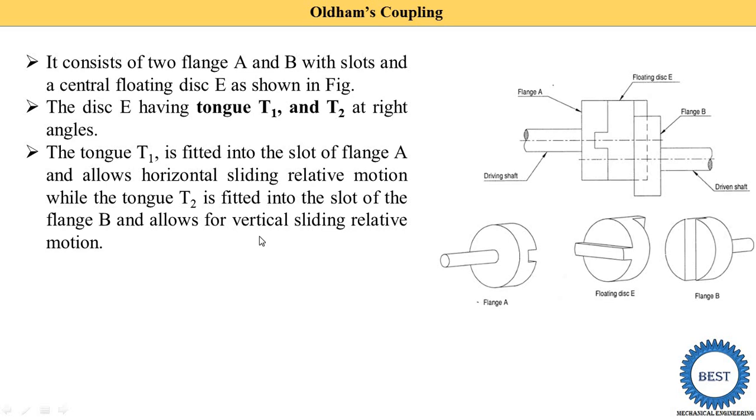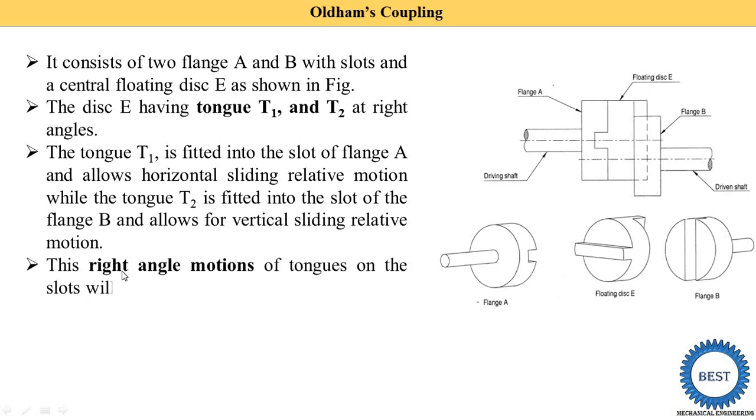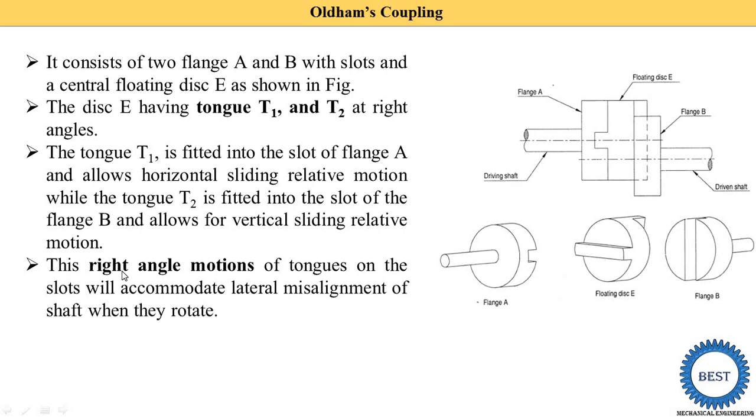So what happens when one flange allows horizontal motion and one flange allows vertical motion? Now let's discuss this. This right angle motion of the tongue in the slot will accommodate lateral misalignment of the shafts when they rotate. So when the shaft is rotated, some lateral misalignment is there, so it is absorbed by the floating disc E. Means the floating disc is able to move horizontally as well as vertically in flange A and B respectively.